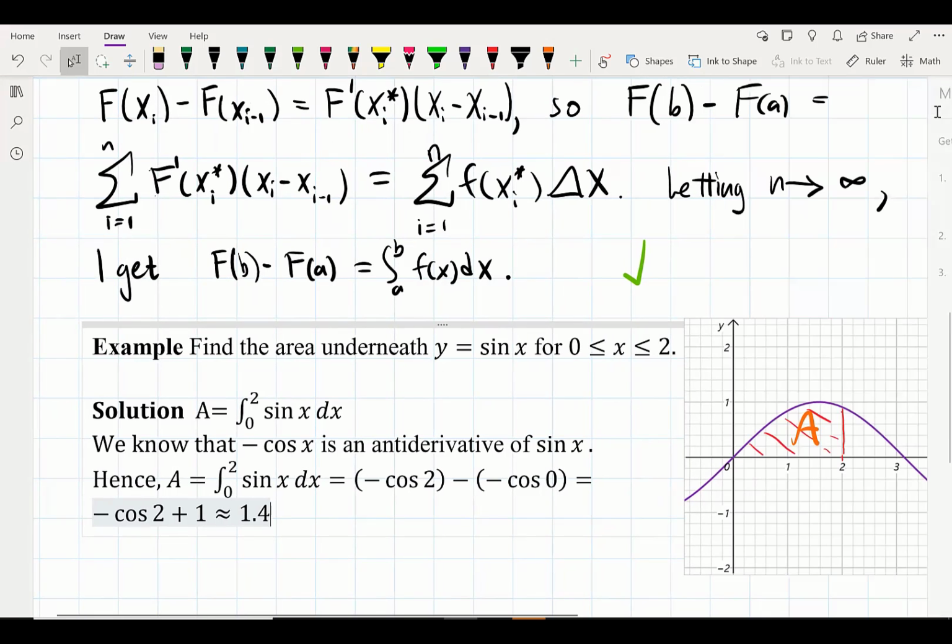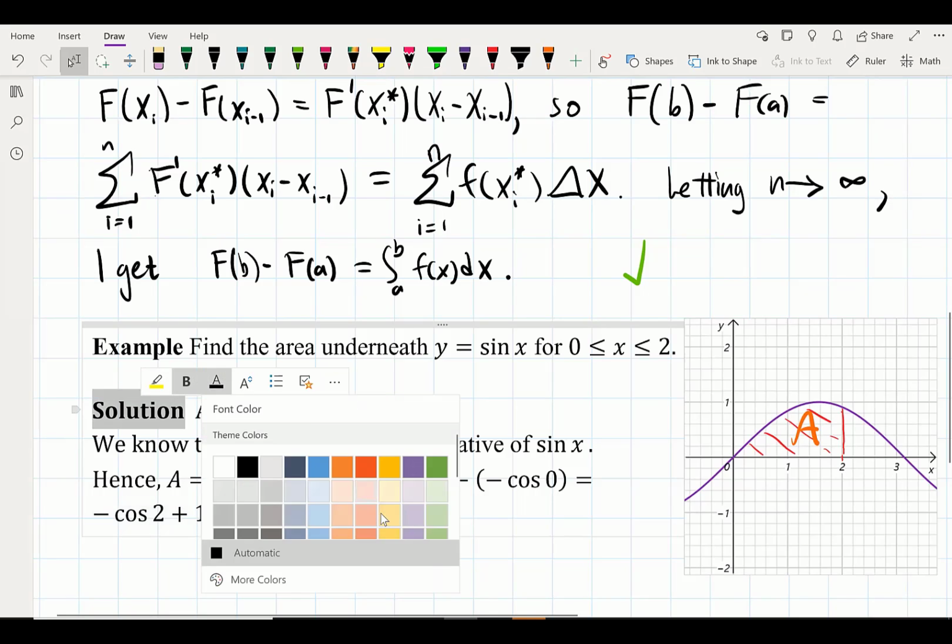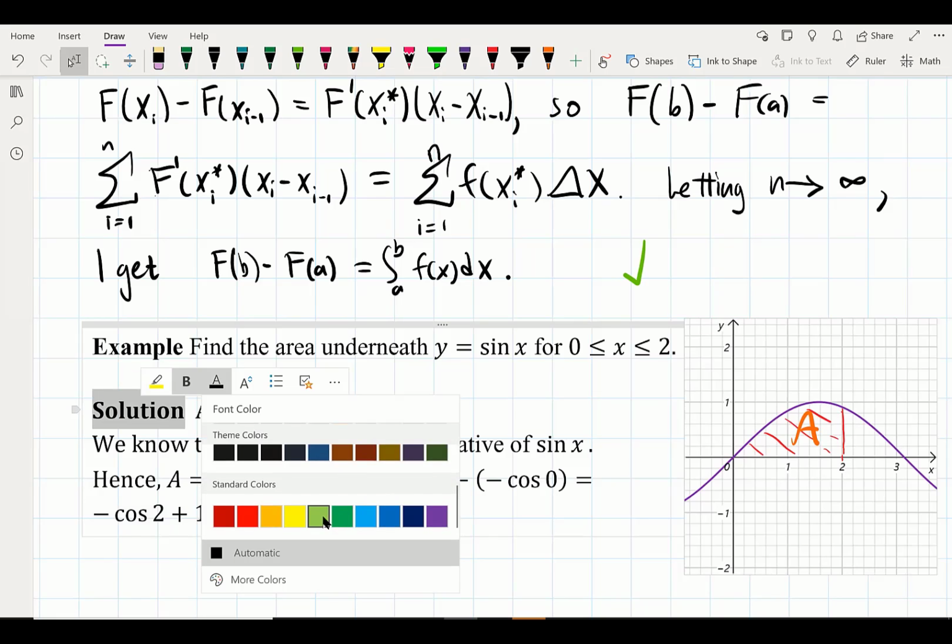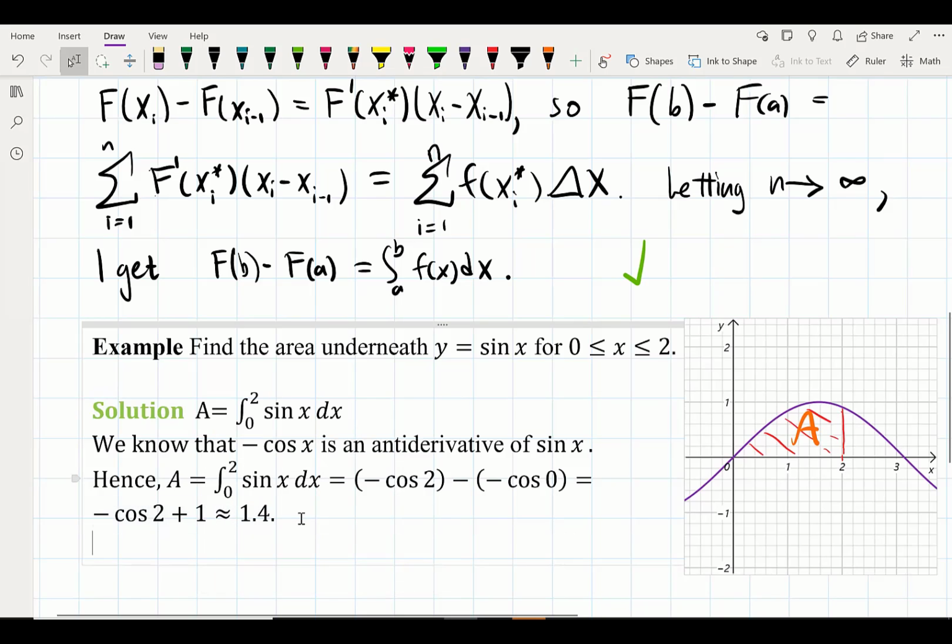Which looks about right if you look at the picture. Okay, any questions on that? Professor, I have a question. Mm-hmm. So we know that negative cosine x is one antiderivative for sine, but let's say that the antiderivative was maybe negative cosine x plus 1, then wouldn't that end up changing the area if we were plugging in endpoints to find it? Okay, excellent point.